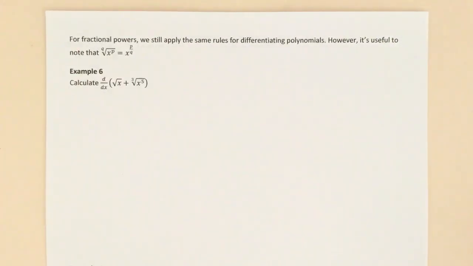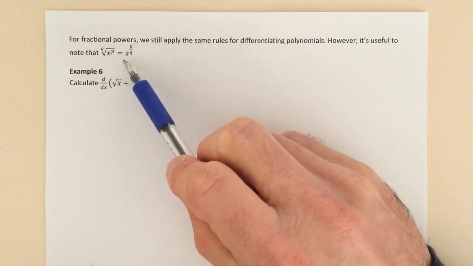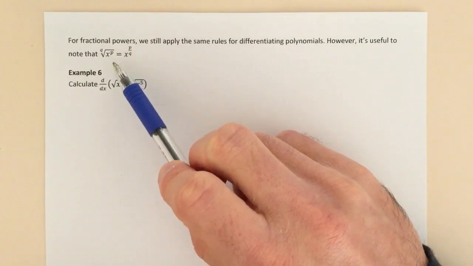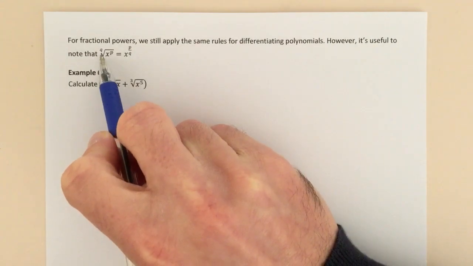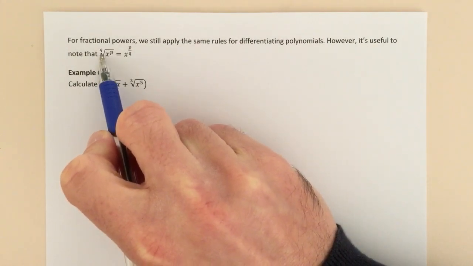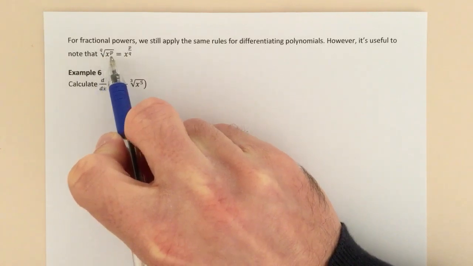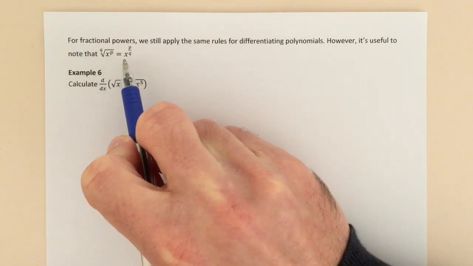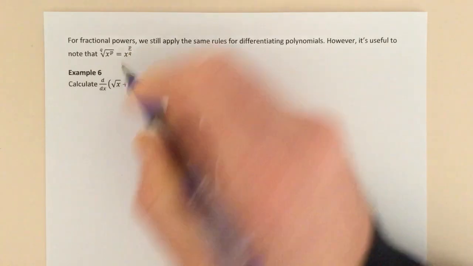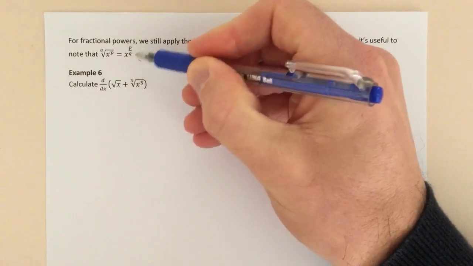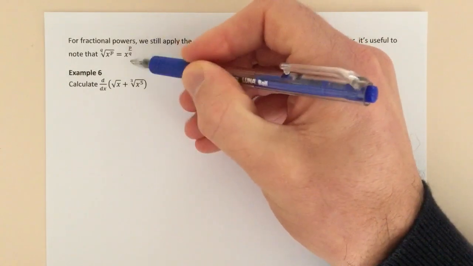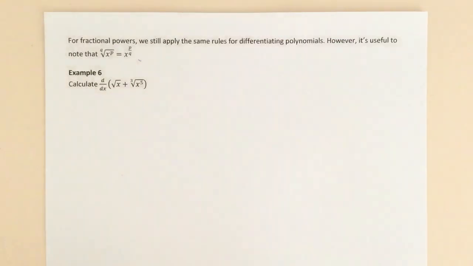And so again, same rule applies. We're still multiplying by the power, subtracting 1 from the power. But it is useful to remember this index law, and it's one of the maybe less commonly used index laws, I suppose, when you think about the ones you learn first. But if you have the qth root of x to the power of p, then that can be written as x to the power of p over q. And again, writing it in this second form is going to make it much easier to differentiate because you can see what the power is, so you know what to multiply your term by.